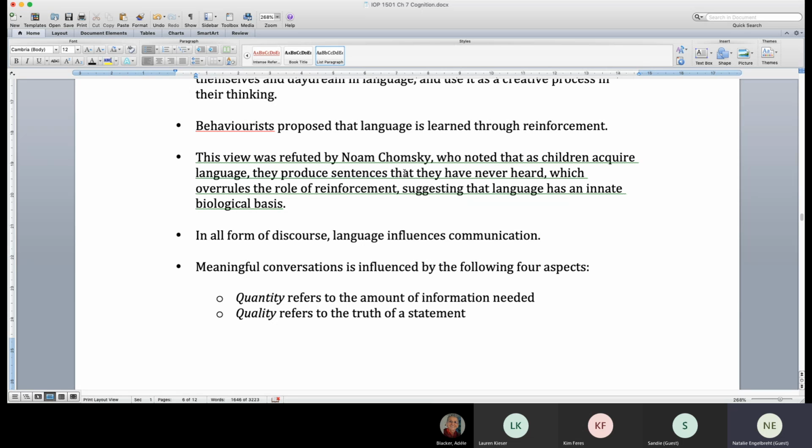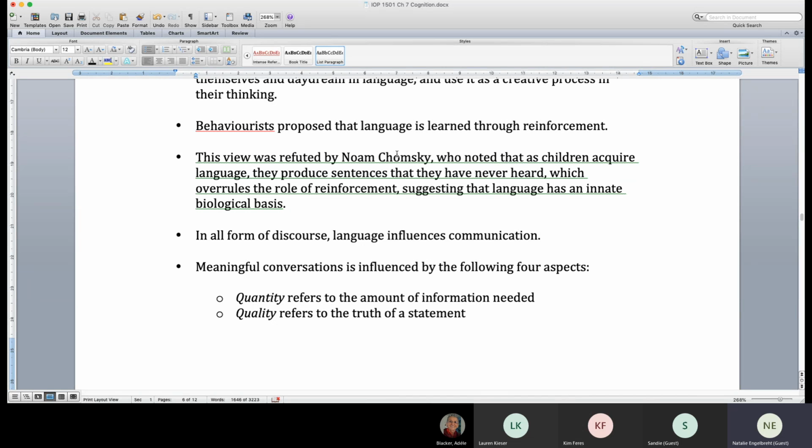Behaviorists propose that language is learned through reinforcement. And that is true for what we know about how children acquire language, because they hear the language of the parents or the significant others in their life, and they model the behavior and then the utterances of language. But this view of the behaviorists was refuted by Chomsky, who noted that as children acquire language, they produce sentences that they have never heard, which overrules the role of reinforcement, suggesting that language has an innate biological basis.